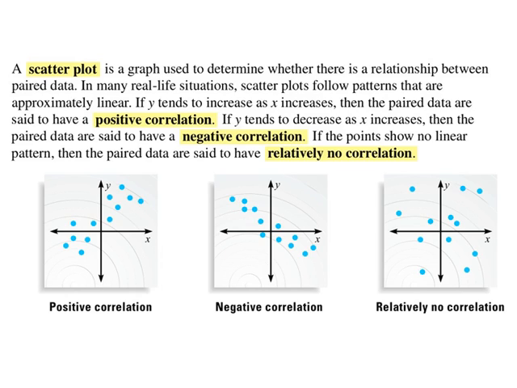If y tends to decrease as x increases, then the paired data are said to have a negative correlation. If the points show no linear pattern, then the paired data are said to have relatively no correlation. So what it's saying is, if it rises from left to right, it is positive. If it lowers from left to right, it is negative. If there is no way that I could draw a line, then there's no correlation.